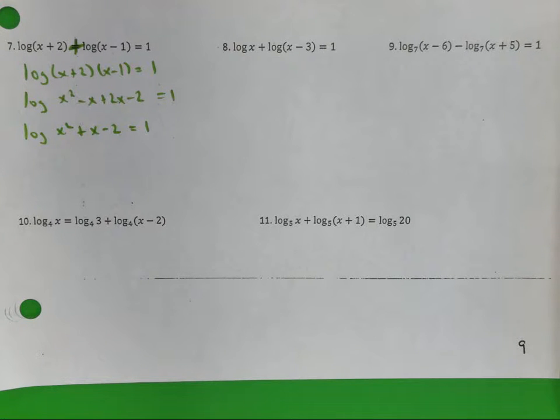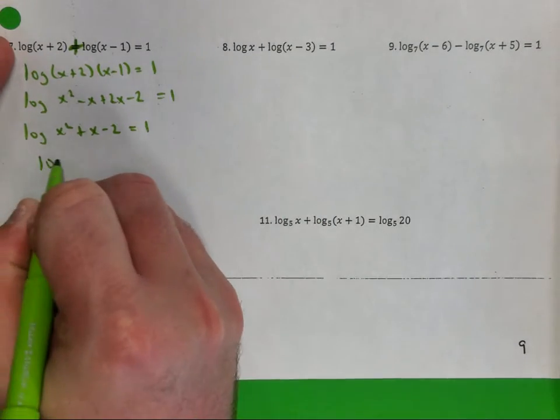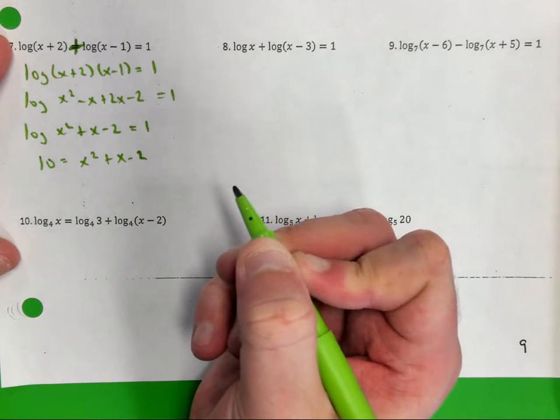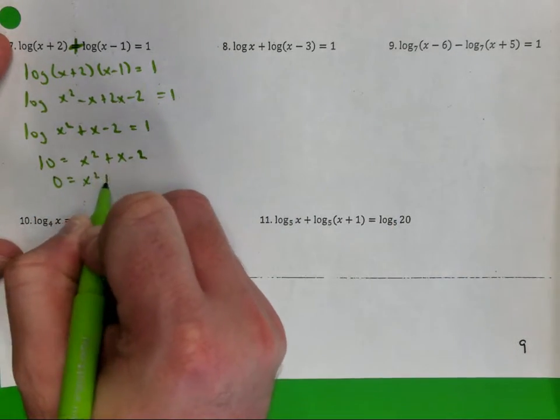Now, do I have one single log? So now I'm going to write, what's the understood base there? 10 to the 1 equals. So I'm at 10 to the first, which is 10. And now what type of function am I dealing with now? So I got to set it equal to 0.